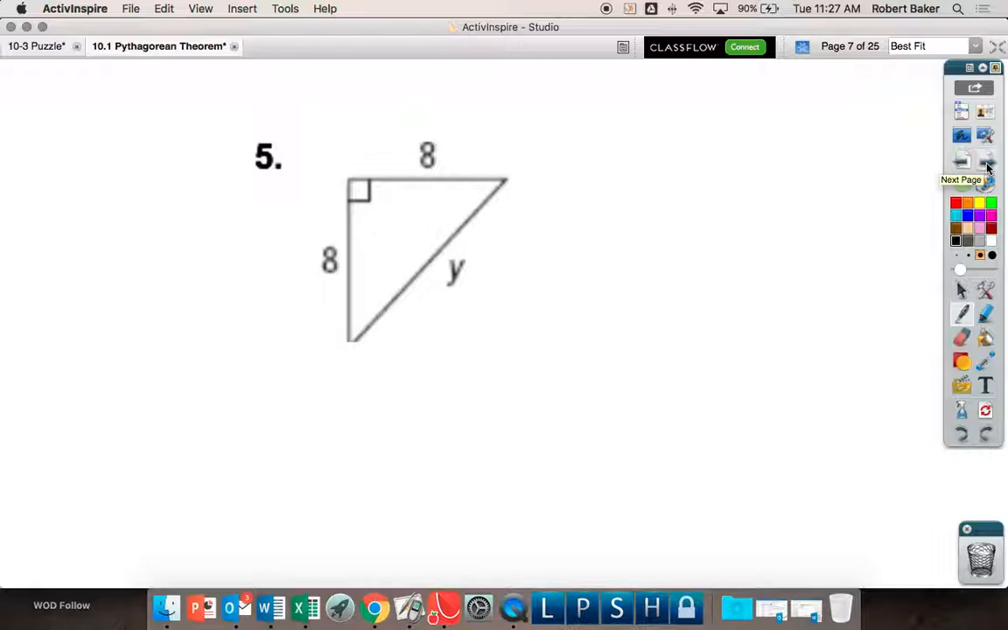64. So are we missing a leg or a hypotenuse? Hypotenuse. So this is a squared plus b squared equals c squared, or the square root of a squared plus b squared equals c. So when we're solving for a hypotenuse, you add under the radical. When you're solving for a leg, you subtract under the radical.